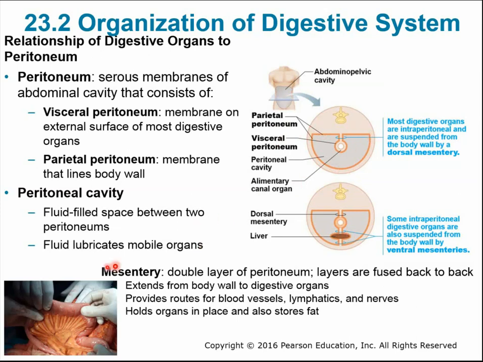Okay. So the abdominal cavity also has what's called a mesentery, which is essentially just a double layer of this peritoneum. So the peritoneal membrane will double back on itself, so they're fused back to back. It extends from the body wall to all the digestive organs, and it's going to provide a route for your blood vessels, lymphatic vessels, as well as the nerves. It's just going to help to hold those organs in place as well as store some fat. So when someone accumulates a lot of belly fat or visceral fat, a lot of it will form in these mesenteries in these organs.